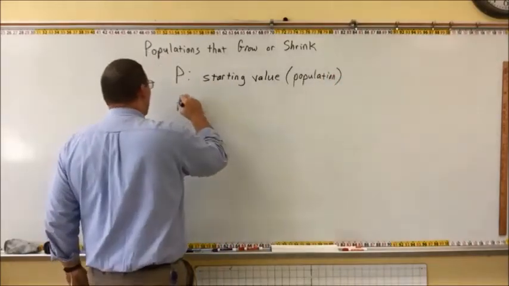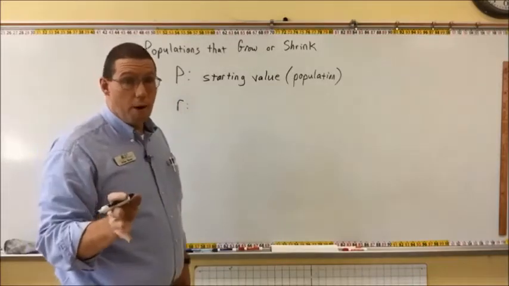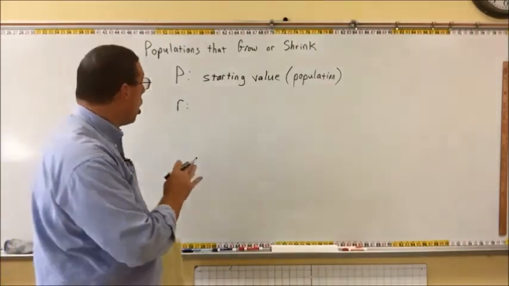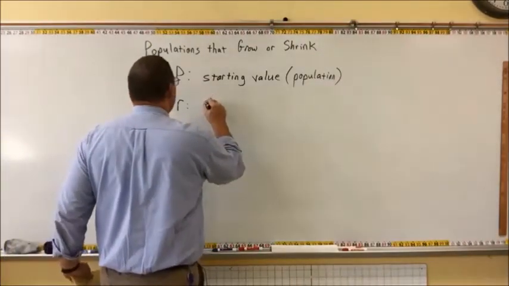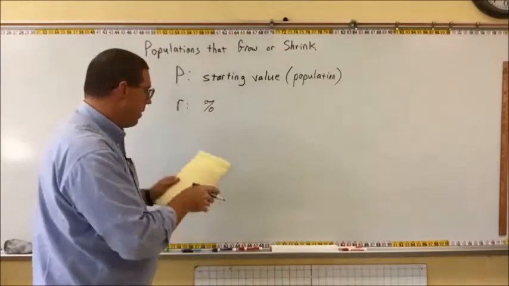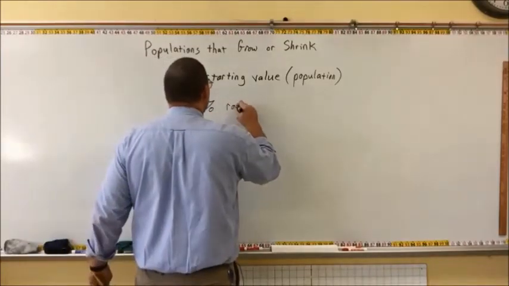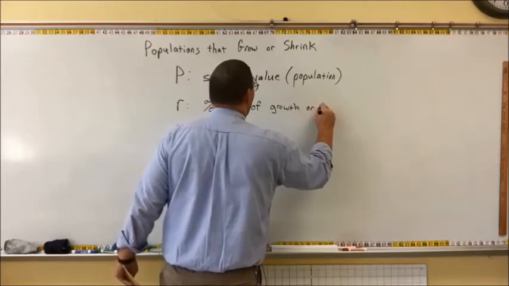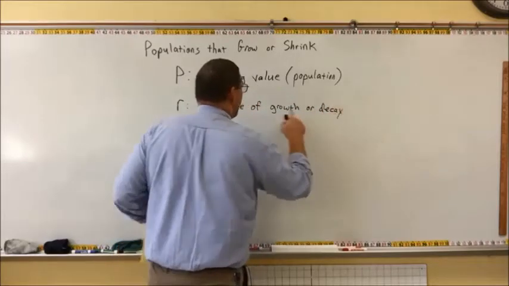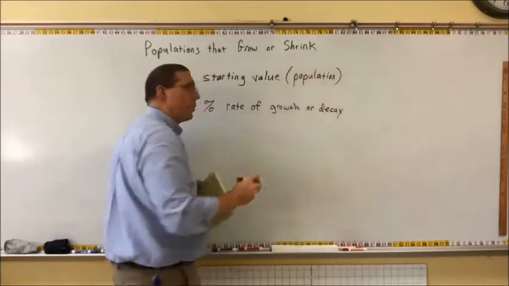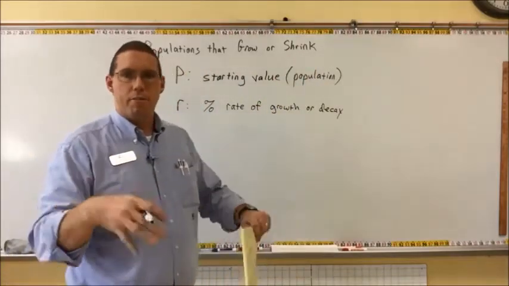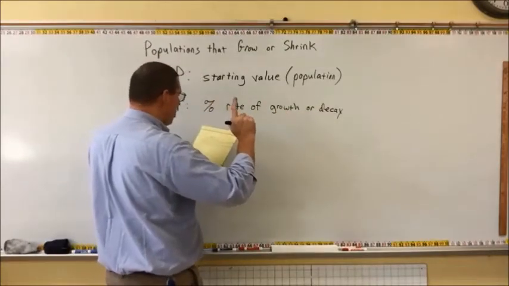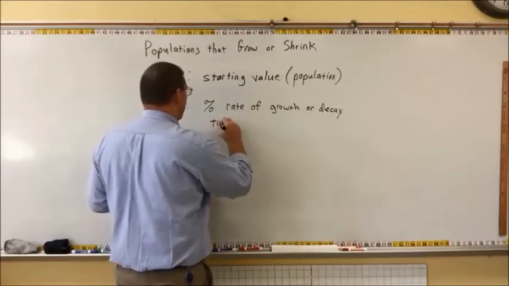Then we have the letter R. If you're not writing these down, you need to write them down right now. You got to know these letters because you're going to be asking me, what does this letter mean? And I'm going to say, go back to the video. Okay, so R. What is R? R is the percentage. It's the percentage rate of growth or of decay. Growth is growing, decay is shrinking. So when something decays, it breaks down and gets smaller. Okay? It's the percentage rate of growth or decay turned into a decimal.